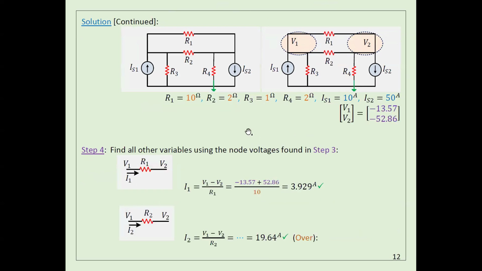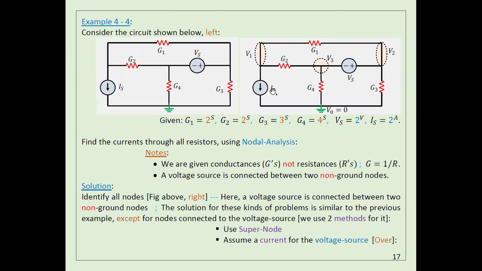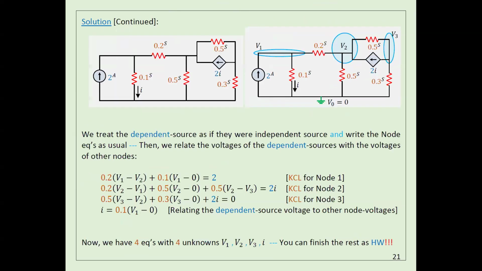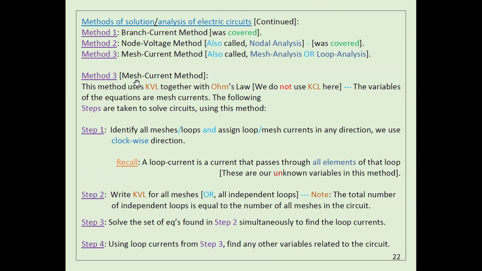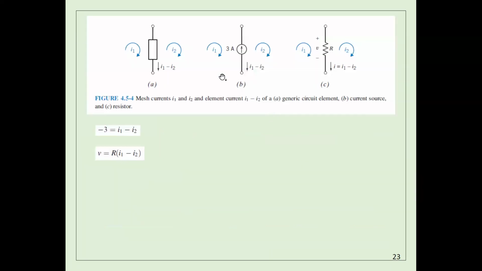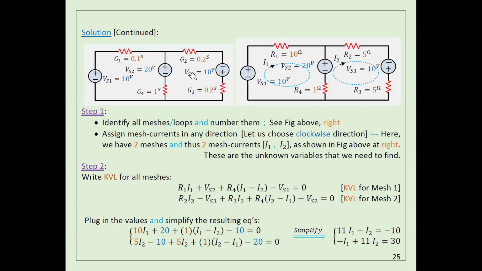I already explained the second one last time. Now I'm going to explain the third approach, which is the mesh current approach. Again, you can tell from the name, because these methods are named after the unknowns. Here the unknown is the mesh current. Let me define what I mean by the mesh current or loop current. If you have a circuit like this one, here I have one loop or mesh, and here another loop or mesh.